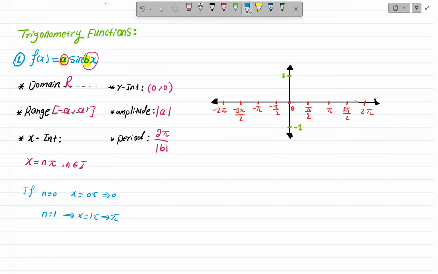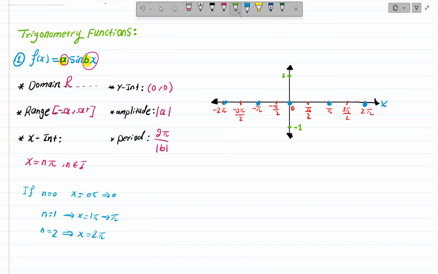How about when n equals 2? Then x equals 2 pi, right? We get the same values if we substitute negative values. So the x-intercept means where this graph passes through the x-axis, this is the x-axis, passing through 0, through pi, 2 pi, and also on the negative side, negative pi and negative 2 pi.